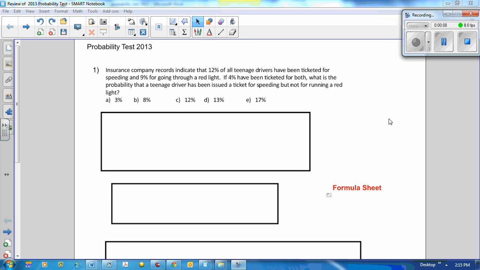The question says, insurance company records indicate that 12% of all teenage drivers have been ticketed for speeding and 9% for going through a red light. If 4% have been ticketed for both, what is the probability that a teenage driver has been issued a ticket for speeding but not for running a red light?